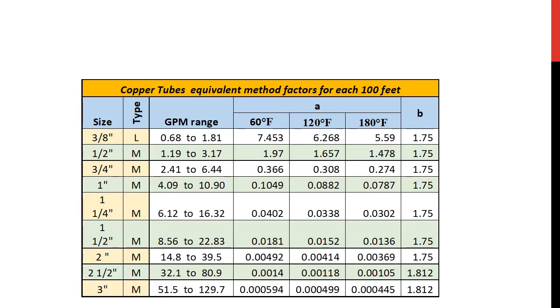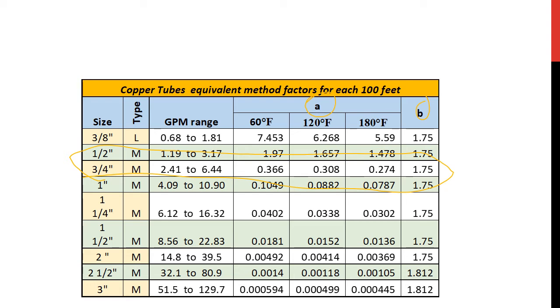Again, this is where we find those little A and B constants. Let's look at that a little bit. This is based on the water temperature and the GPM range, and again, we are in this range here for the project and for our needs. So it's 3/4. This is what we are going to look at.